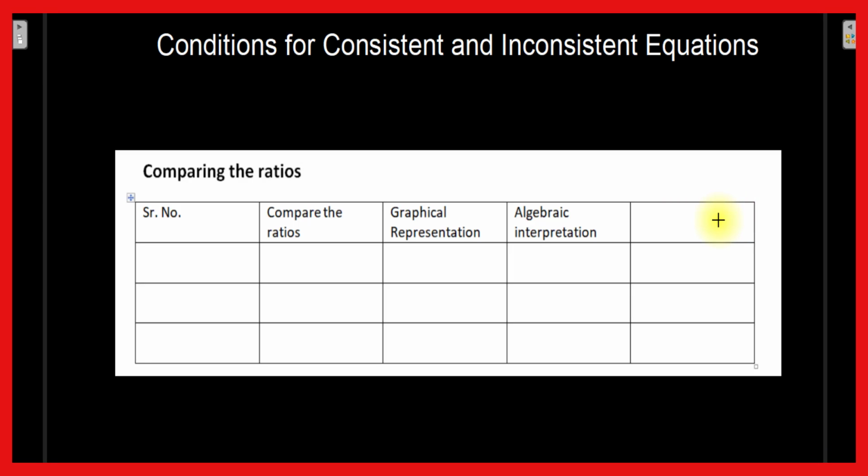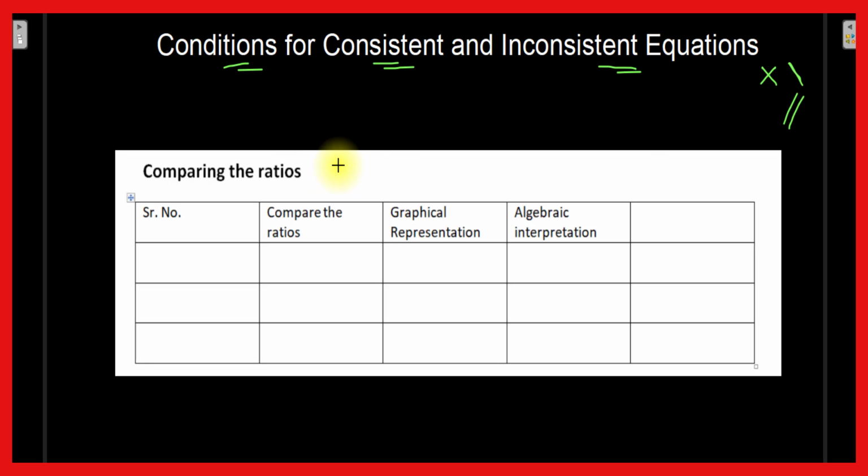Now friends, let us see the conditions for consistent and inconsistent equations. Graphical conditions: we have seen that if the lines are intersecting each other, then that pair of linear equations will be called consistent equations. And if they are coincident, then that pair of linear equations will also be called a consistent pair of linear equations. And if the two lines are parallel, then we say it is an inconsistent pair of equations.